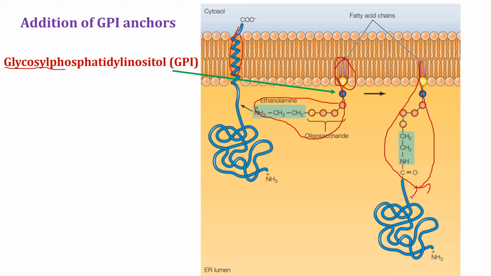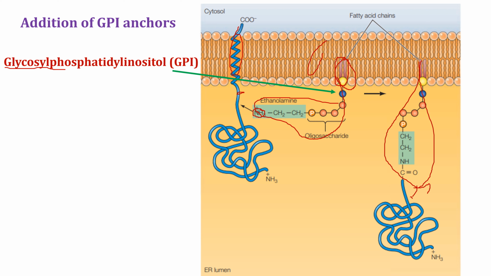GPI anchors are assembled in the ER membrane and added to polypeptides anchored in the membrane by a carboxyl-terminal membrane-spanning region. Now the membrane-spanning region is cleaved, and the new carboxyl terminus is joined to the NH2 group of ethanolamine. This is the NH2 group, and this is the C terminal of the polypeptide chain that is cleaved and binds with the NH2.